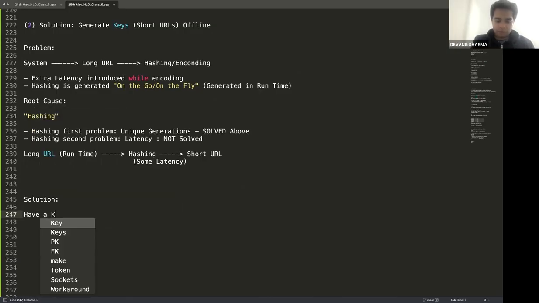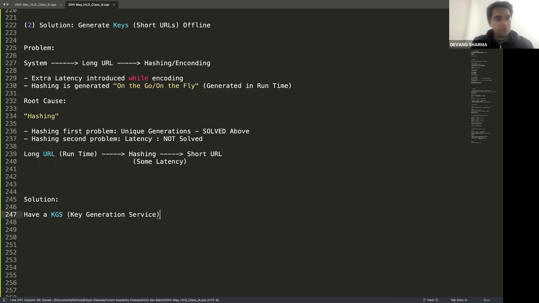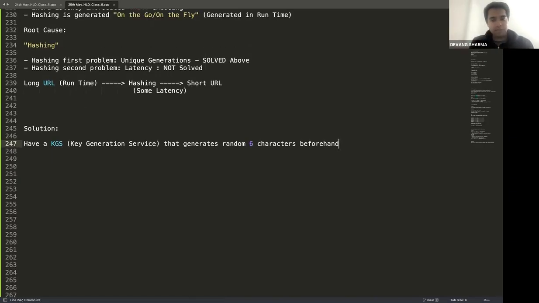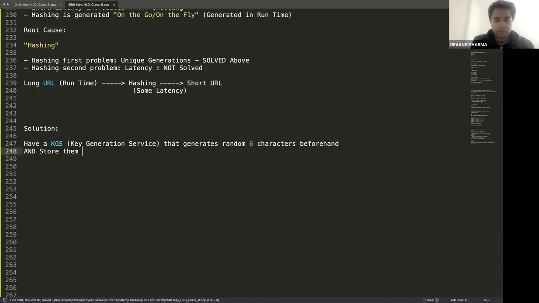I'm going to have a KGS, which is my key generation service. What's the responsibility of this service? It's going to generate random 6 characters beforehand. So irrespective of whether a request has come or not, I already have the list of these random 6 characters beforehand and store them in a database, which is going to be a separate database. It's going to be my key database.